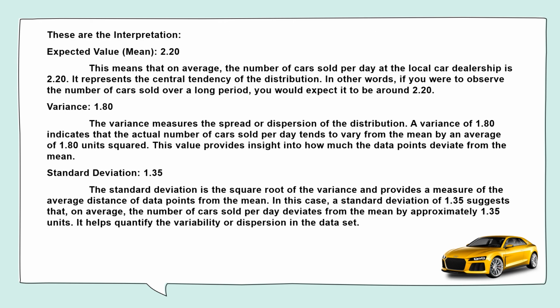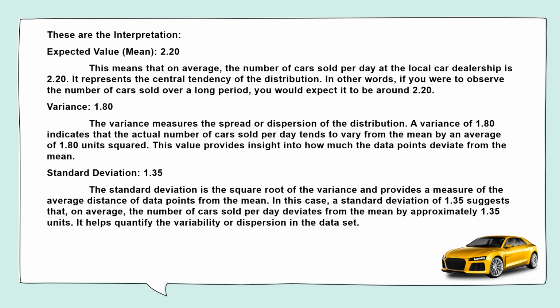These are the interpretations. For the expected value or the mean, 2.20, this means that on average, the number of cars sold per day at the local car dealership is 2.20. It represents the central tendency of the distribution. In other words, if you were to observe the number of cars sold over a long period, you would expect it to be around 2.20.